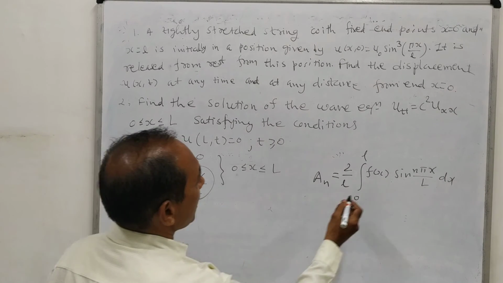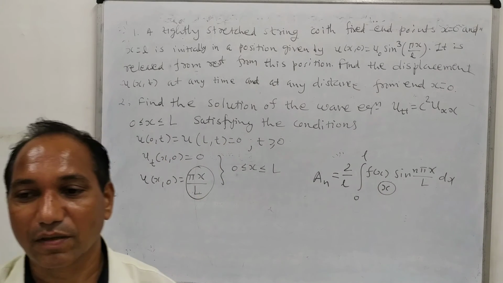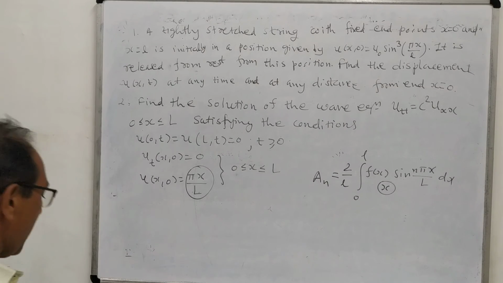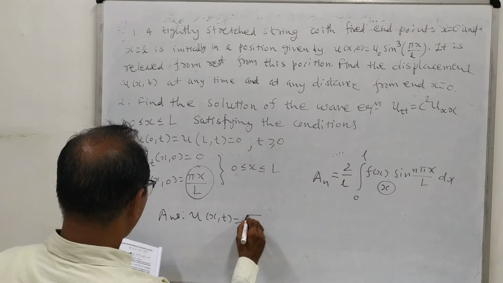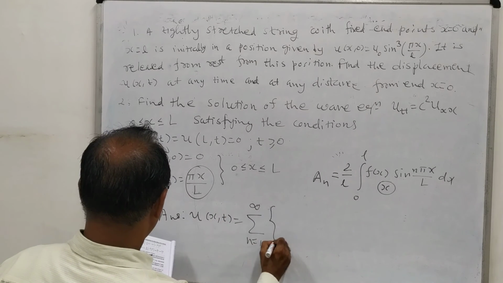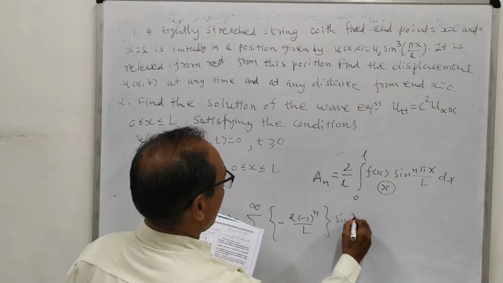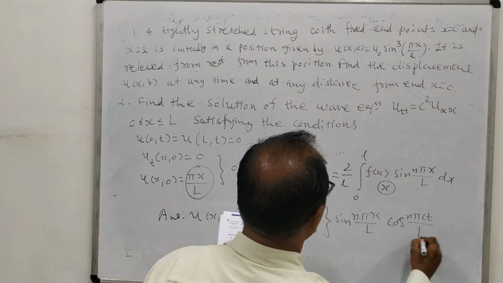Pi upon L will come outside, so only x will remain. So x into sin, and you can consider u into v. Within one step you can integrate this one, so the integration will be very easy here. Then put the value in the solution which we have written. The answer for this you must note down: u(x, t) equal to sigma n equal to 1 to infinity of 2 times (minus 1) raised to n upon capital L into sin(n pi x upon capital L) into cos(n pi ct upon capital L). This is the answer.